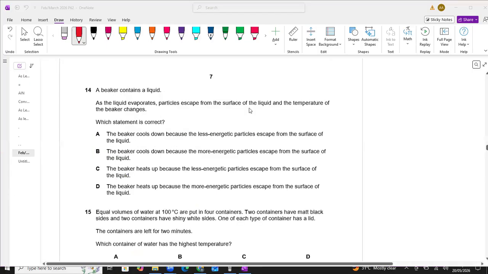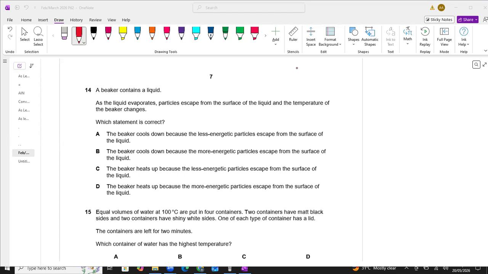Now, question number 14. In question number 14, they are saying a beaker contains a liquid. As the liquid evaporates, particles escape from the surface of the liquid and the temperature of the beaker changes. So we know that during the process of evaporation, the remaining liquid will cool down because those particles which are more energetic leave the surface of the water and escape into the surrounding, leaving behind those molecules which are less energetic, so their temperature is lower.